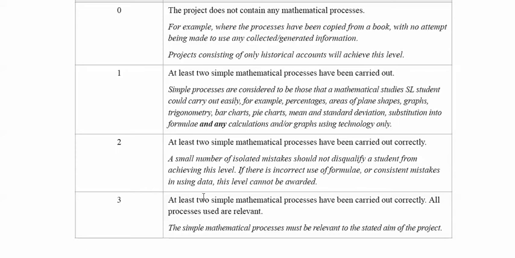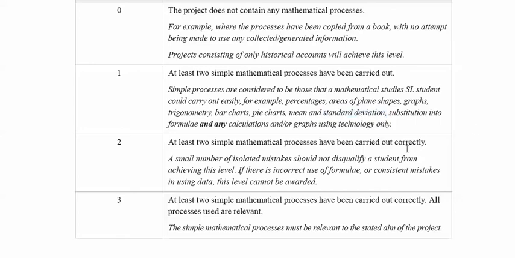So criteria 3 is to do simple processes carried out correctly, but they are relevant. Okay, this is the important word, relevant. So there's no point doing a pie chart, for example, if there's no purpose to it. Or there's no point doing standard deviation if it doesn't help towards your investigation. So in your introduction you would state why you do those particular calculations, right?